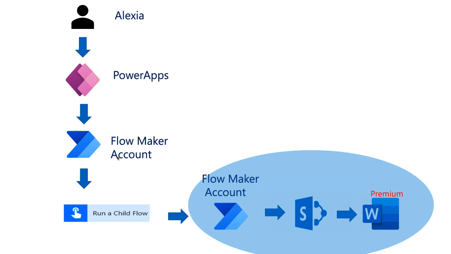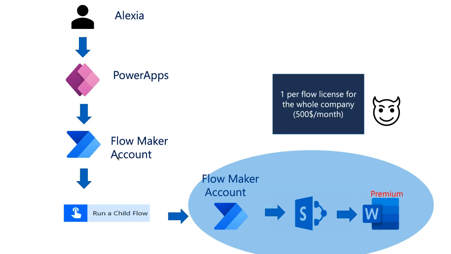But the idea is not Alexia who will access SharePoint. It's going to be the Flow Maker account. So if you have an indirection, then it's not the first caller who accesses the resource. Also, it's a good opportunity for putting a premium feature in these flows. Then you can only buy one per flow license for the whole company. So it's not a per user license, it's a per flow. So you can have up to 5 premium flows for $500 per month.